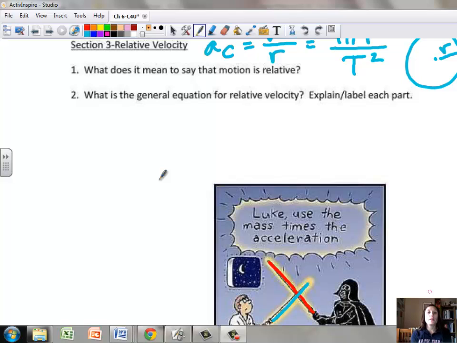Alright, hello. So we are going to go over the check for understanding questions for section 3 on relative velocity and then do a couple of examples. So this section is pretty short. So number 1, what does it mean to say that motion is relative?